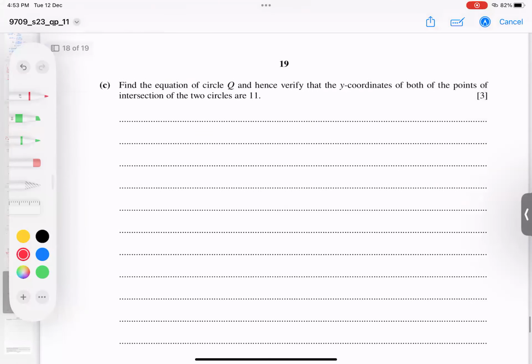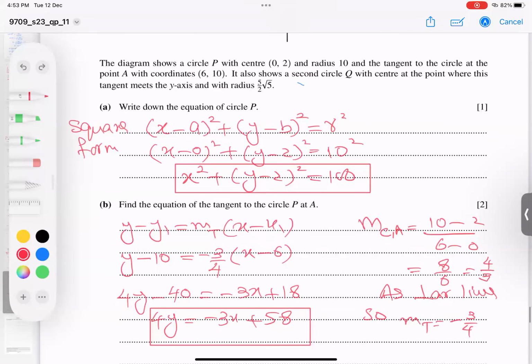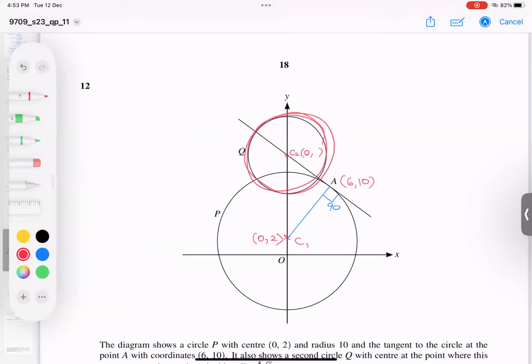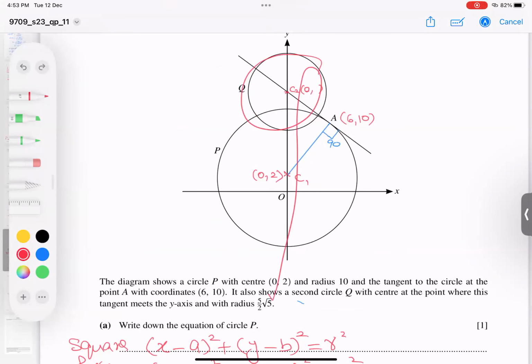Next part, find the equation of circle Q. Where is circle Q, students? Very interesting. Circle Q is here. And luckily, the radius of Q is given by him here. So the only thing missing is the center of the circle. And I said whenever the equation of a tangent cuts the y-axis here, x is 0. I will plug in x equals 0, job number one, find y, and then I can use it easily.